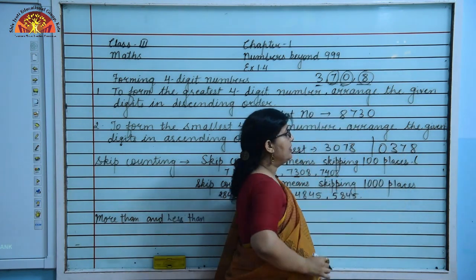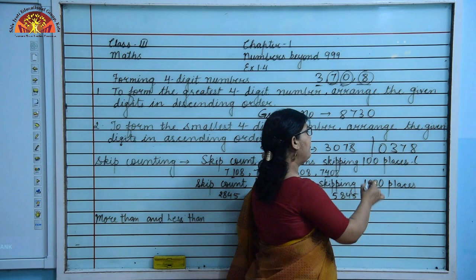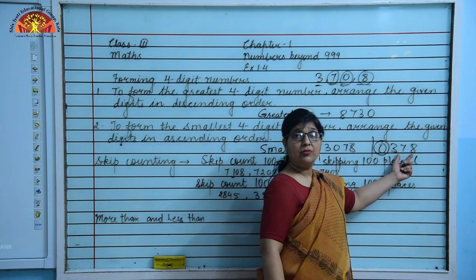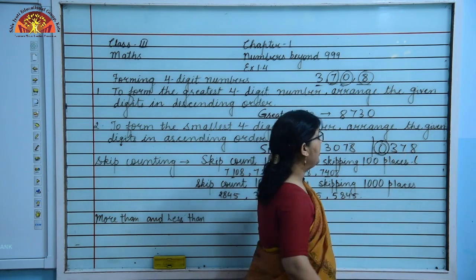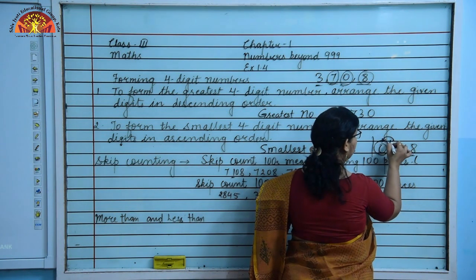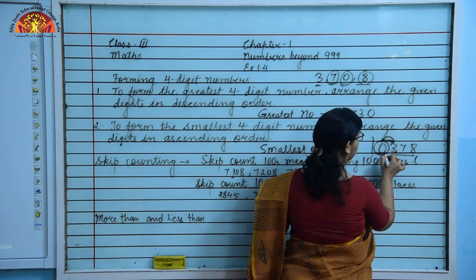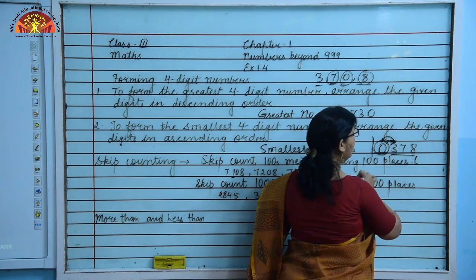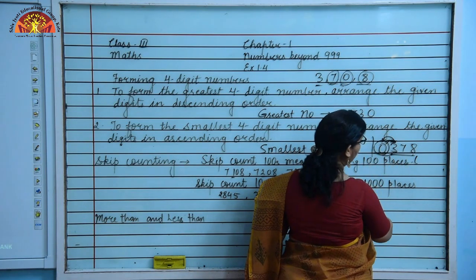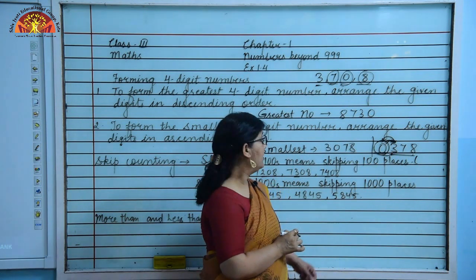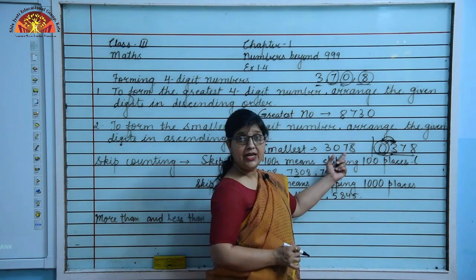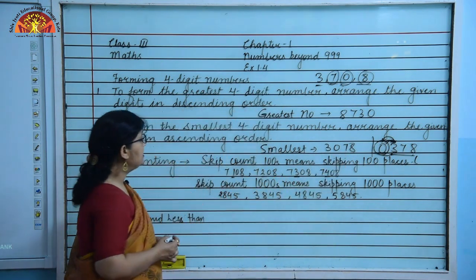But we do not consider this because when we put 0 in the highest place, it forms the 3-digit number 378. So we replace these digits. The 0 that is in the highest place, we will take it to the 100th place, and the 3 that is at the 100th place, we will take it to the 1000th place. So this is now the 4-digit number 3078.